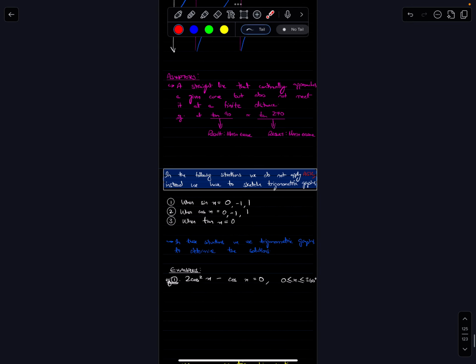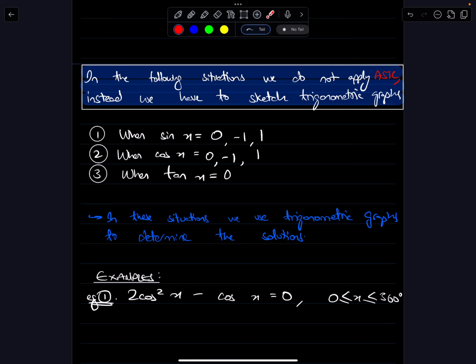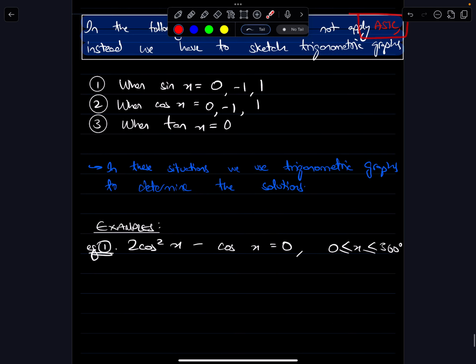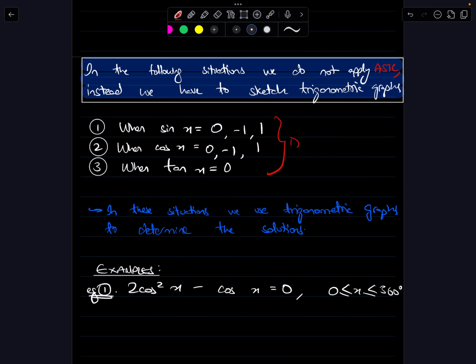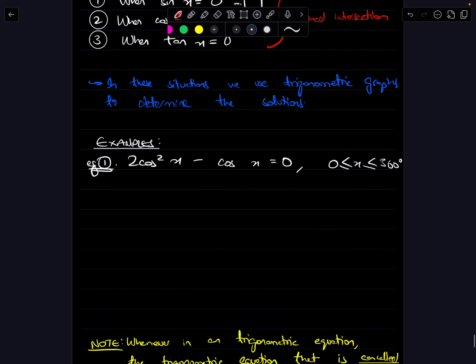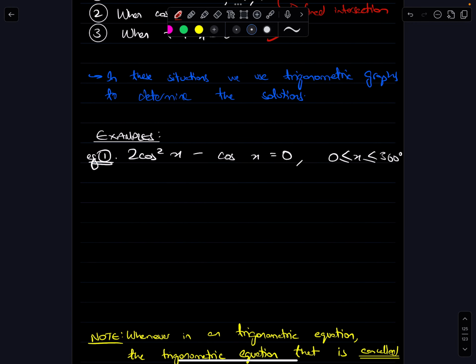Moving on, when should you never apply ASTC? You would never apply ASTC at these three set of points. Why? Because these three set of points are in fact defined intersections. Thus, we do not need to apply ASTC and we will never apply ASTC. In these situations, instead we will use the trigonometric graph to determine the solution. Let's say for example, we have this.